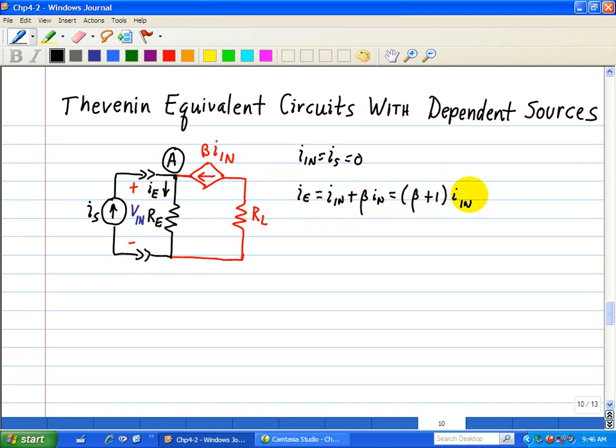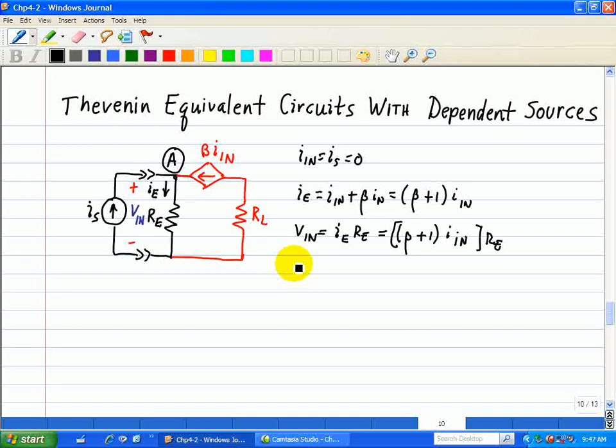Now, using Ohm's law, the input voltage V_in is equal to I_E times R_E. The voltage V_in is just, using Ohm's law, the voltage across R_E, which is simply I_E times R_E. Now we substitute I_E and we have (beta plus 1) I_N times R_E.